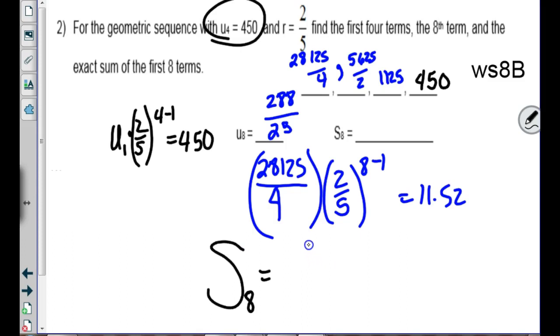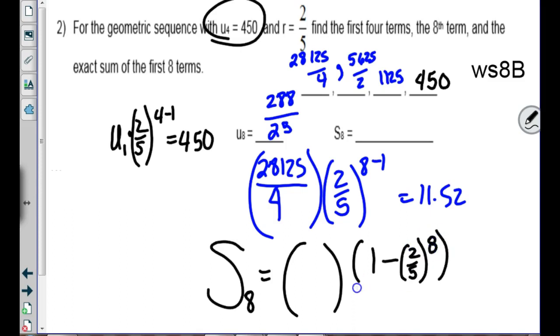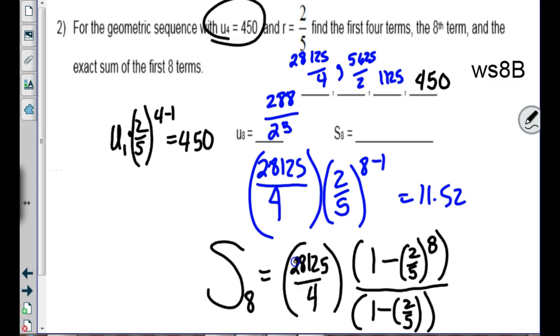You only need what? You only need the first term. And it's not 8 minus 1, it's 8 when you're doing a sum here. Okay, this is paining me to write. Okay, let's try it. 28,125 divided by 4, times 1 minus, gotta have those parentheses, 2/5 to the 8th.